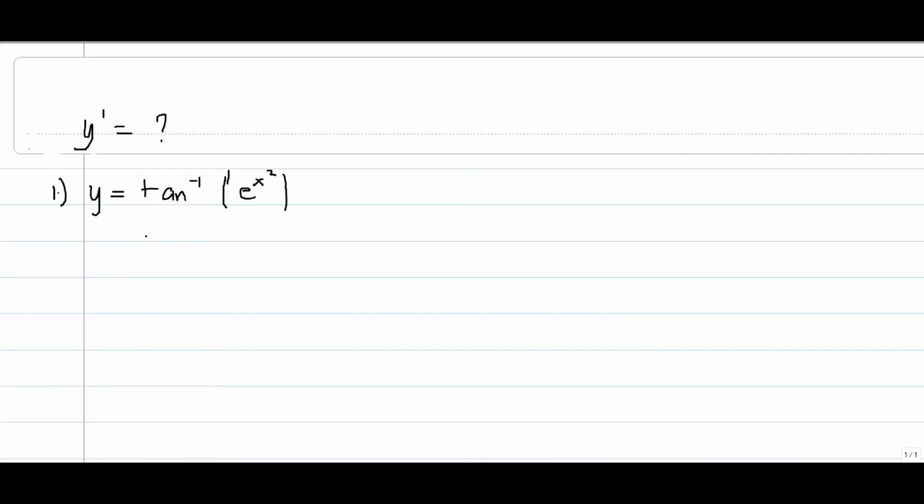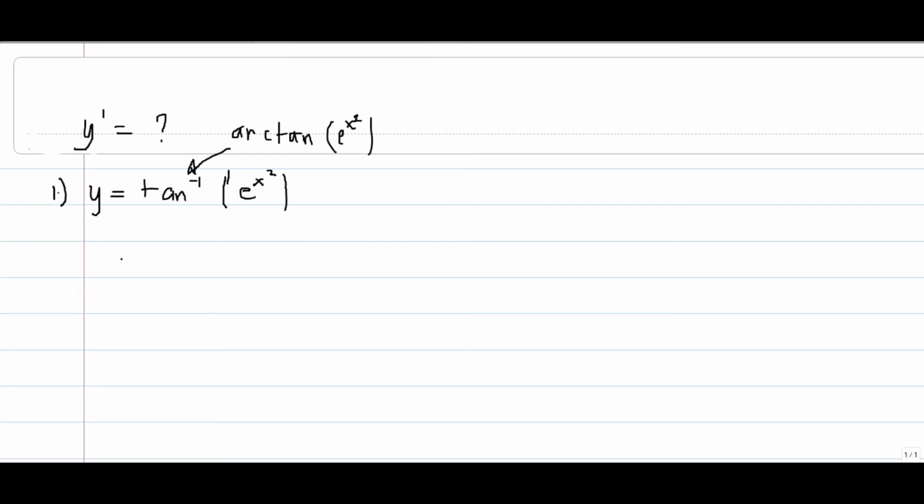What is the first derivative of y equals tan inverse of e to the power x squared? So this is the same.